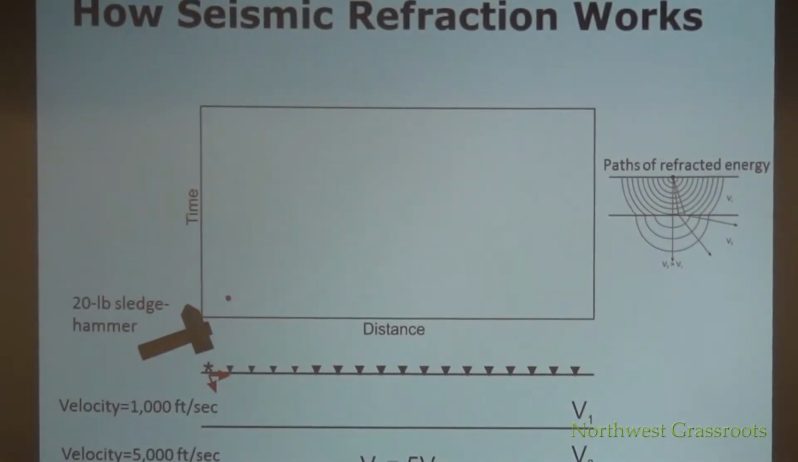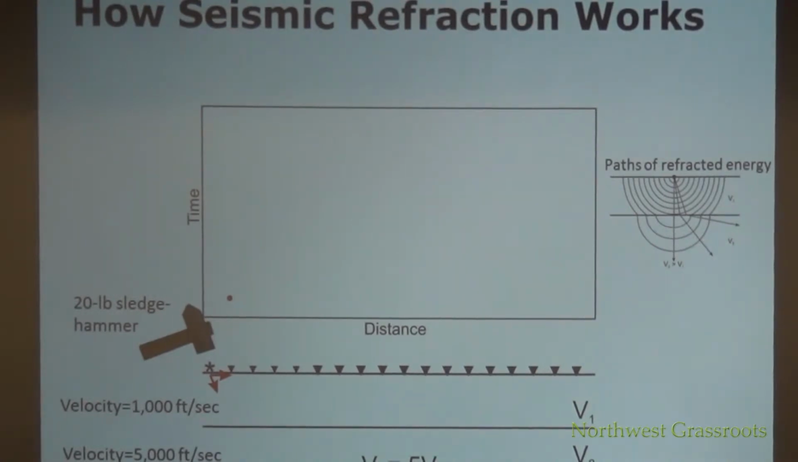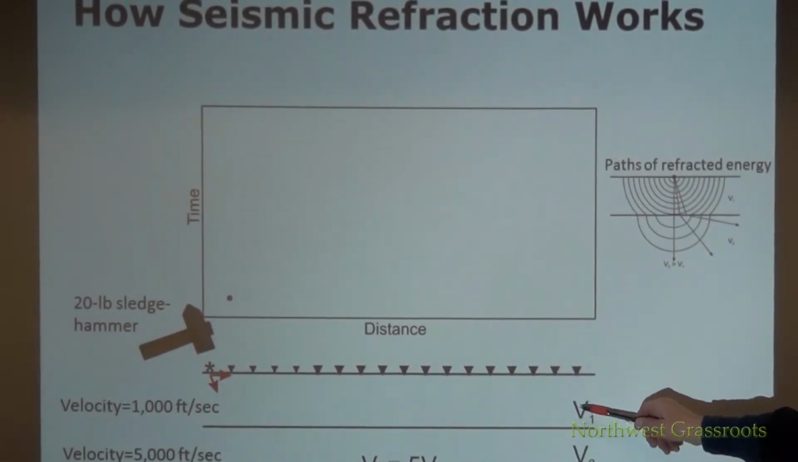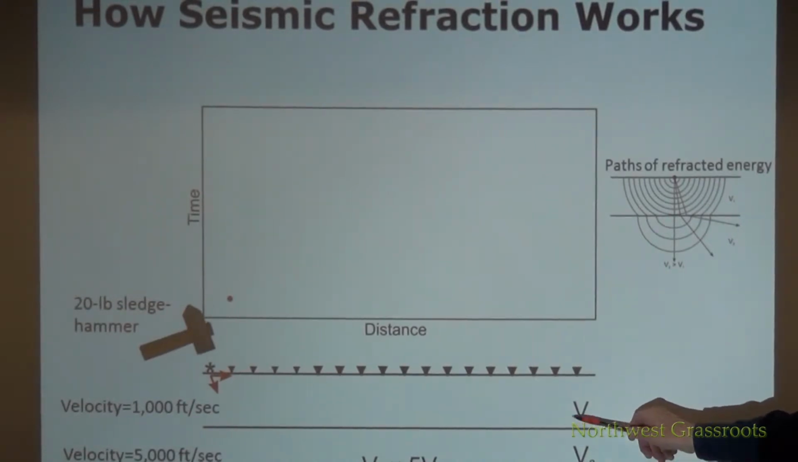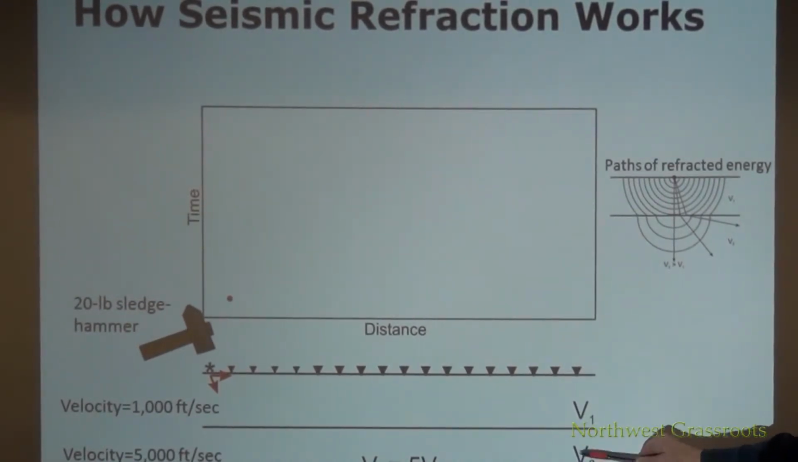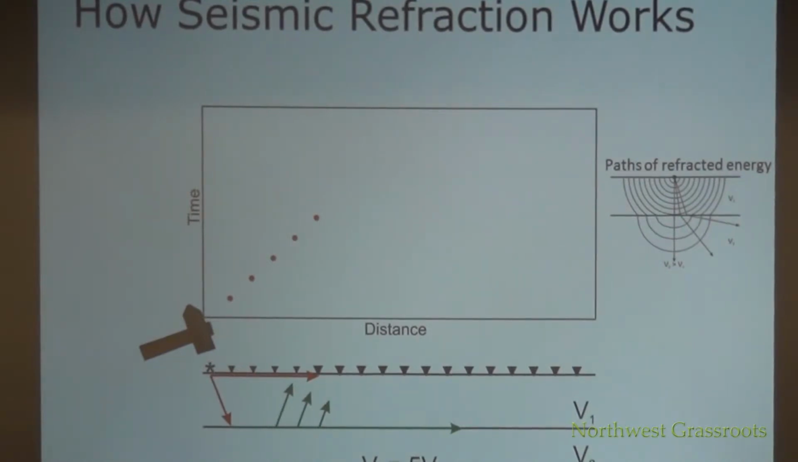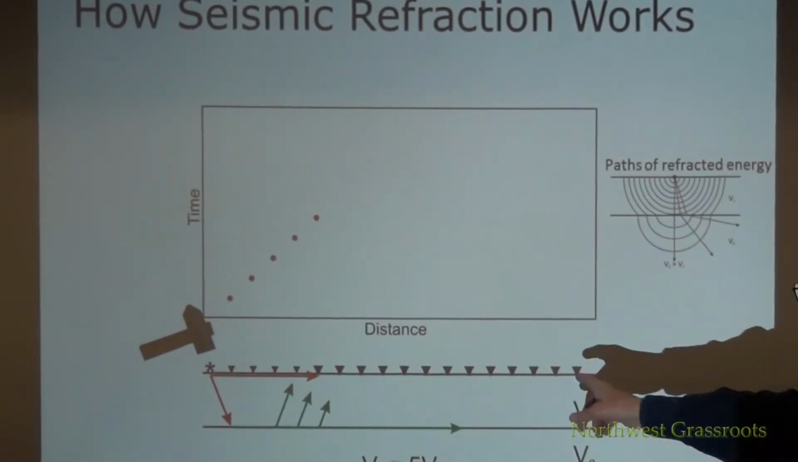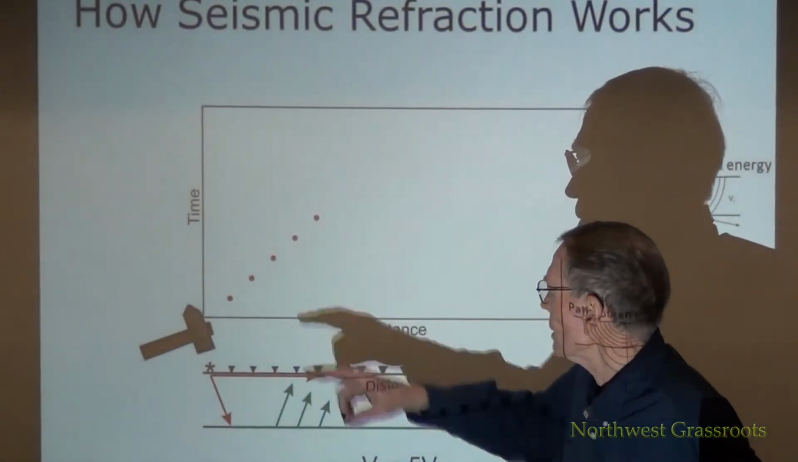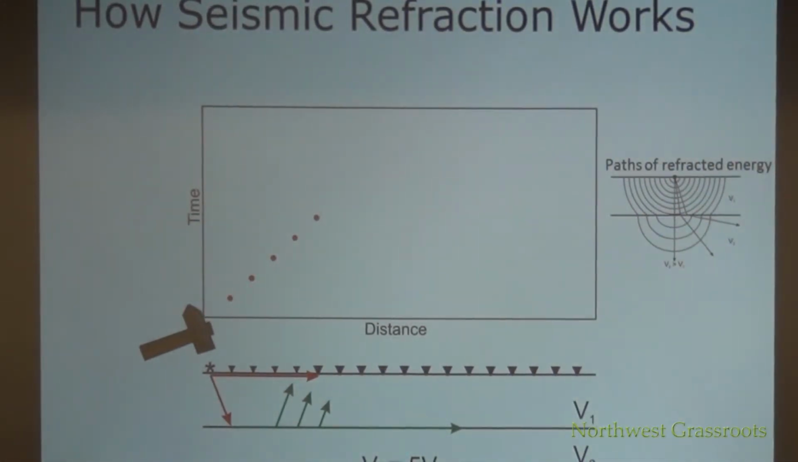I'm going to go through just a few slides here to show how refraction works. So we're going to start with, just pretend we have a layer here, layer 1, that's 1,000 feet per second velocity that sound travels through it. And layer 2 at 5,000 feet per second. So I'm going to show you how the wave comes out on a diagram, because we can plot the distance to each one of the geophones against the time it takes for the P wave to arrive at that geophone and be read.